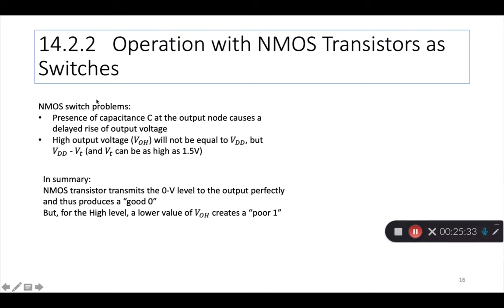NMOS switch problems. Even though we can get away with one switch, it's not the best because the presence of capacitance C at the output node causes a delay in the rise of the output voltage, right? High output voltage VOH will not equal VDD but will be VDD minus VT, and that's a problem. So in summary, the NMOS transistor transmits the zero level to the output perfectly and thus produces a good zero. But for the high level, a lower value of VOH ends up creating a poor one. That means the one which ideally you want to be VDD is not so great.